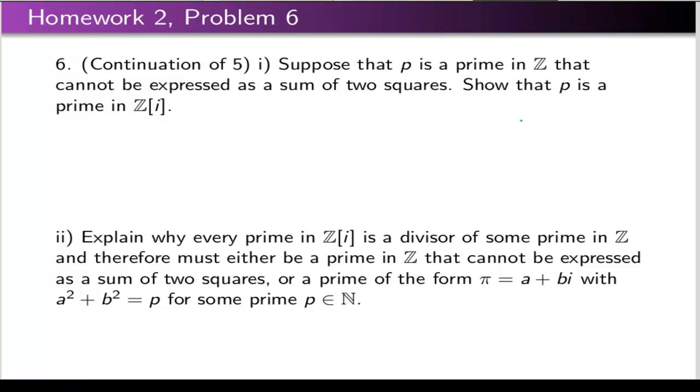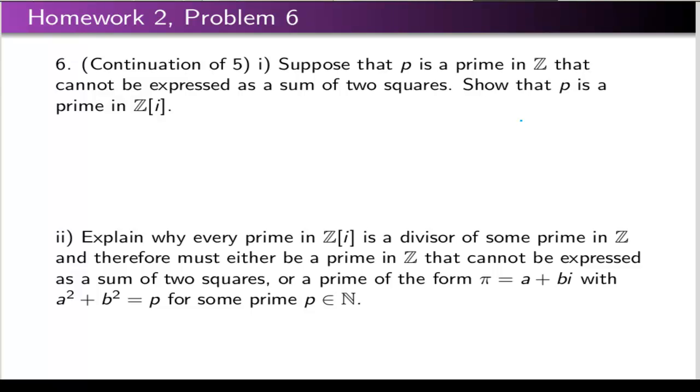Continuation. Okay, problem 6. Suppose that p is a prime in the integers that cannot be expressed as a sum of two squares. Show that p is a prime in the Gaussian integers. Now remember, the Gaussian integers are a unique factorization domain, and so prime and irreducible mean the same thing. So I want to show that p, this integer prime, is irreducible in the Gaussian integers, that you can't break it up as a product of two Gaussian integers in a non-trivial way.